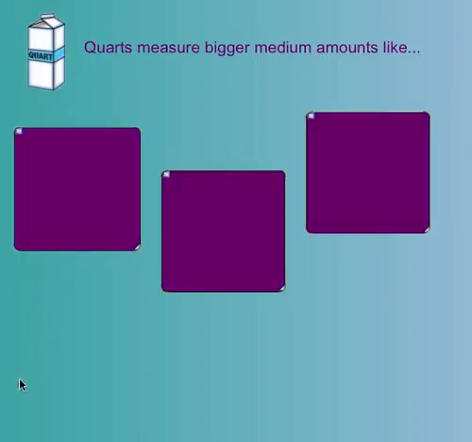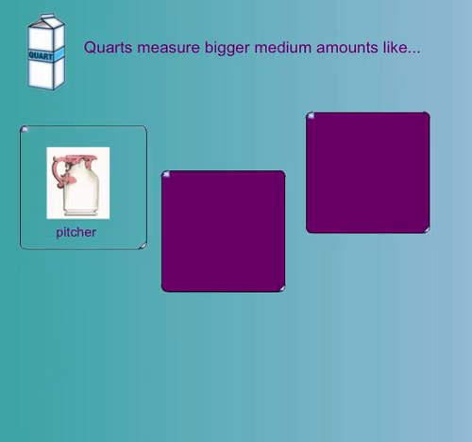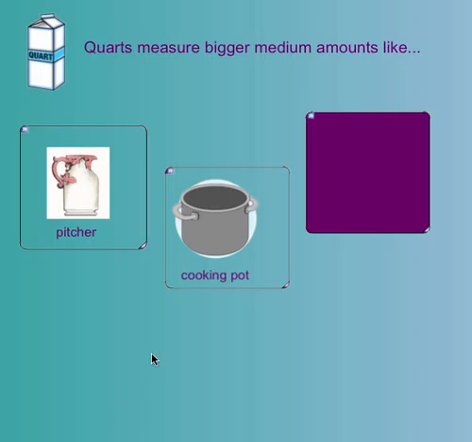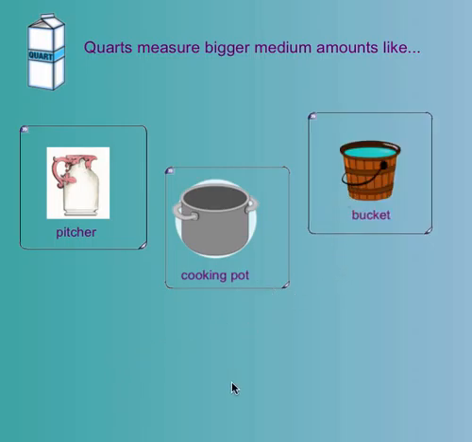Quarts, not as big as a gallon, a little bit smaller. Things like a pitcher, a cooking pot, and a bucket are all ways that you can measure quarts. You know what? What's that? I have used a cooking pot that looks exactly like that to boil water for spaghetti. Oh, yeah. And I've used a bucket like this one to wash my car. Awesome. So everyday uses right here. All right, let's go on.